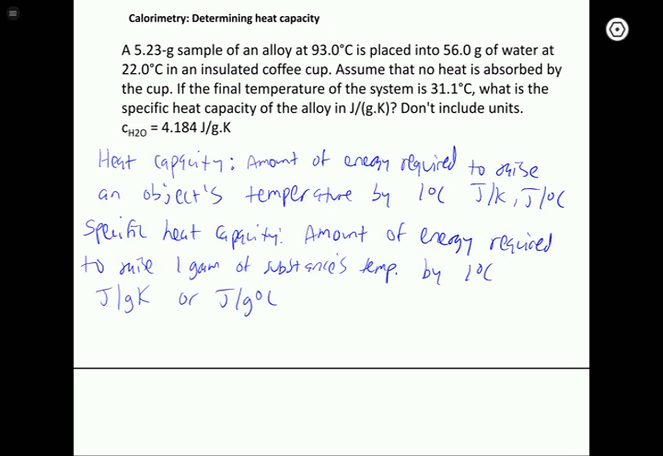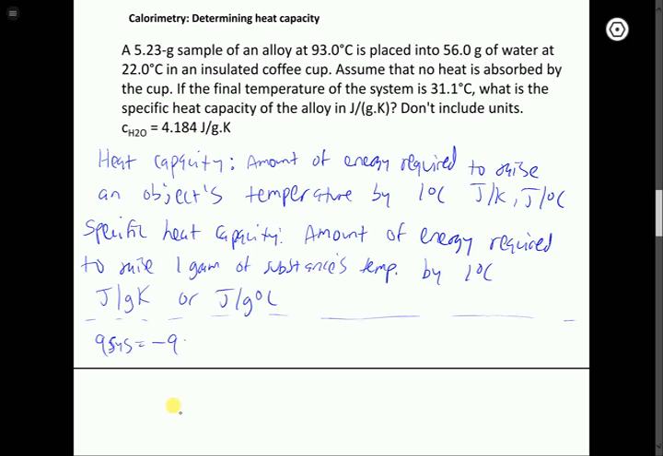So here we're determining the heat capacity, or the specific heat capacity of an alloy, if we're being real precise with terminology. So when we do these types of problems here, what we have to remember is that our object is placed into a calorimeter, and the heat that is either lost or gained by the system, which is our object, is equal to the minus heat term for the surroundings.